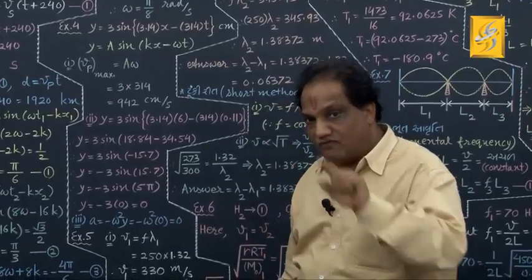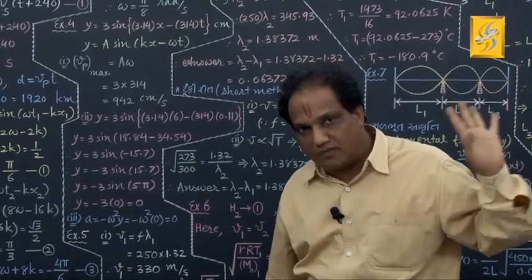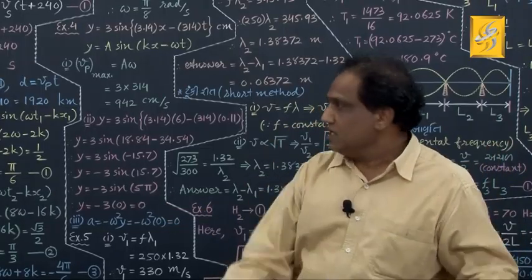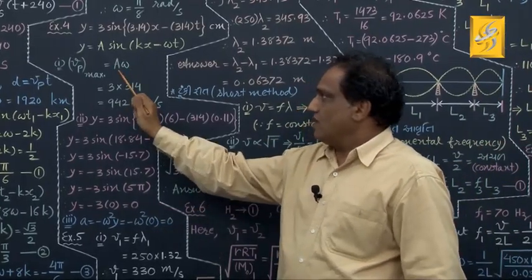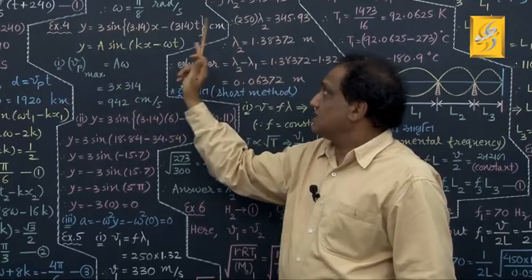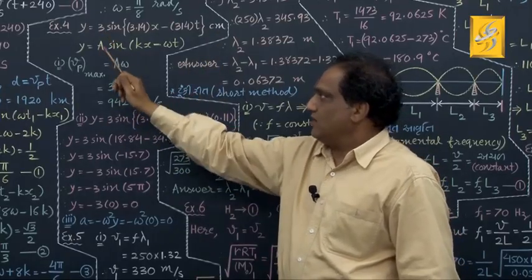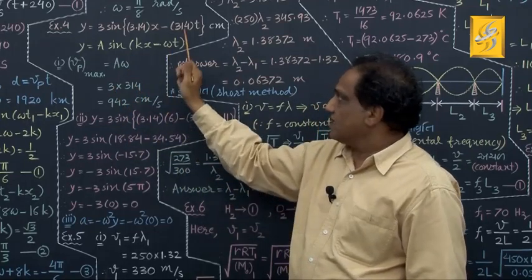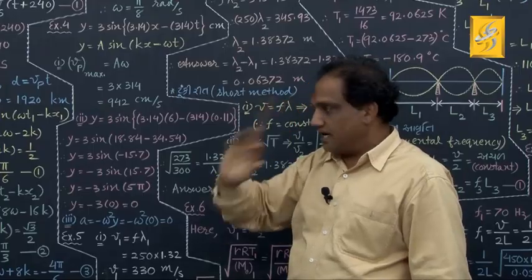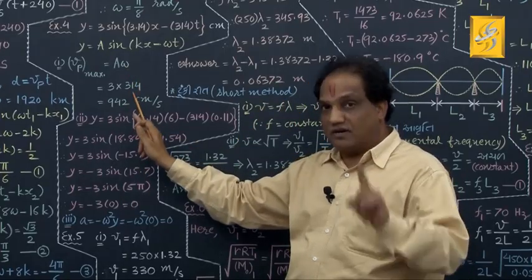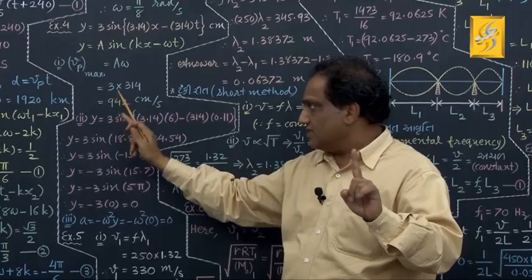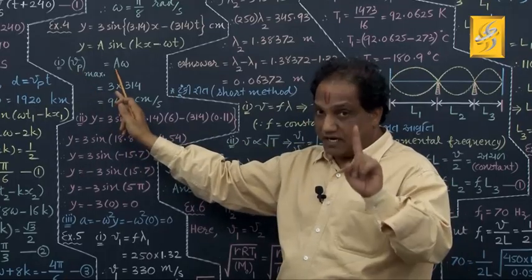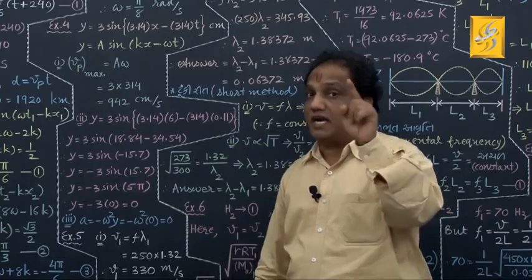As such, what was the formula? Vp equals A omega cos(omega t minus kx). When you are talking about maximum velocity, the cos function part should be taken as 1. So it is A omega. What about amplitude? Right now the amplitude is 3 centimeter. What about angular frequency? Angular frequency is 314 radian per second. This multiplication is 942, and because you are using this value of amplitude in centimeter, this velocity will be obtained in centimeter per second.